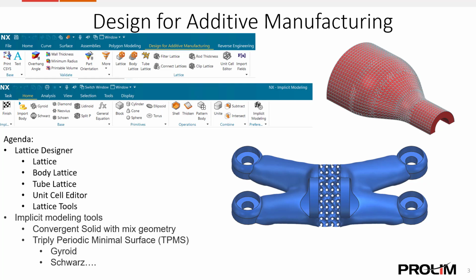The last portion of this webinar, I went in and I showed you implicit modeling tools, and I showed you how we could take a topology-optimized body and create that into a convergent solid with mixed geometry along with some TPMS. So I'll let Keith go ahead and give his portion of what's coming up on the next portion of the series, and then we'll open up the floor for any questions.